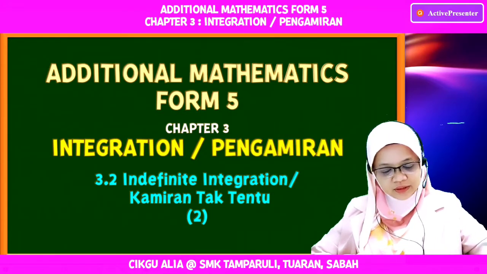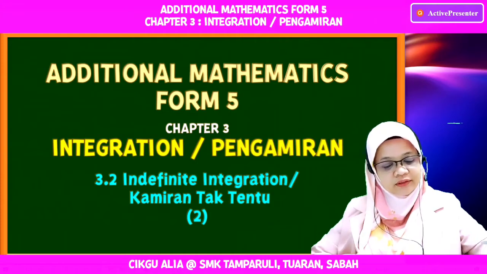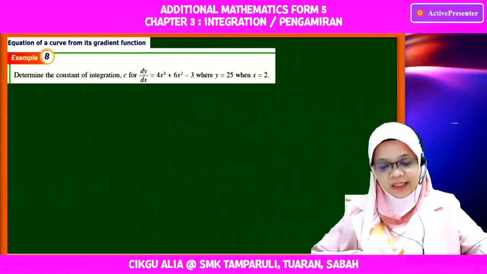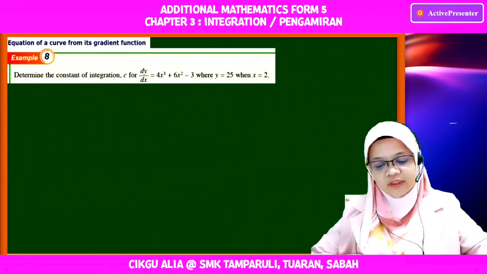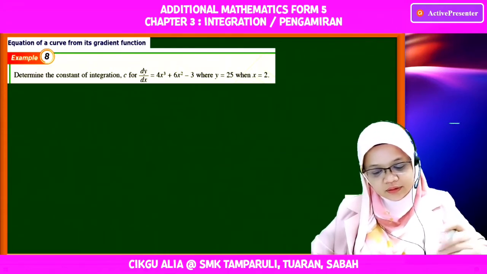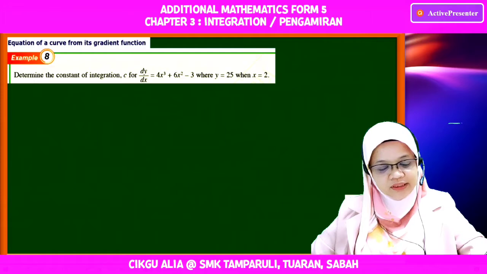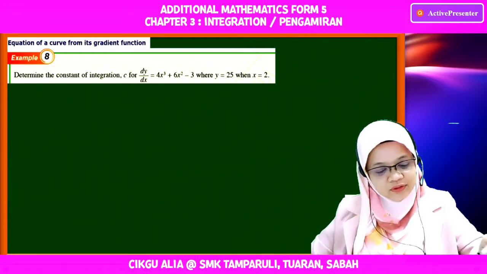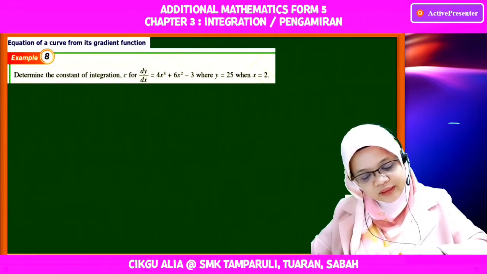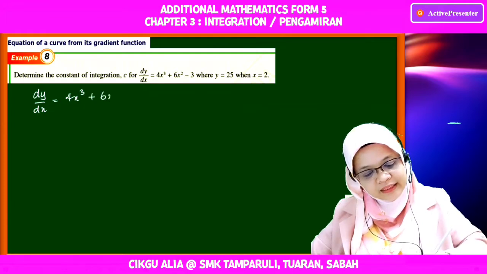Dan ini adalah sambungan daripada video sebelum ni, iaitu 3.2 Indefinite Integration ataupun Kamiran tak tentu. Okey, kita sambung example 8 under the topic equation of a curve from its gradient function ataupun persamaan lengkung daripada fungsi kecerunan. Okey, so example 8, determine the constant of integration C for dy dx equals to 4x power of 3 plus 6x square minus 3. Okay, so kita salin dulu. Given the dy dx equals to 4x power of 3 plus 6x power of 2 minus 3.